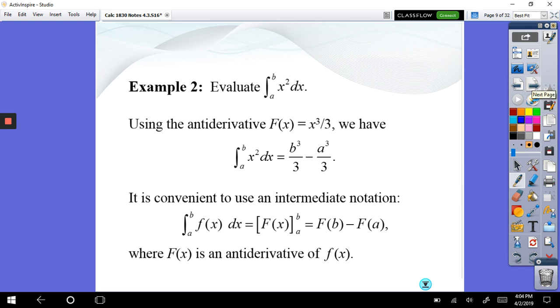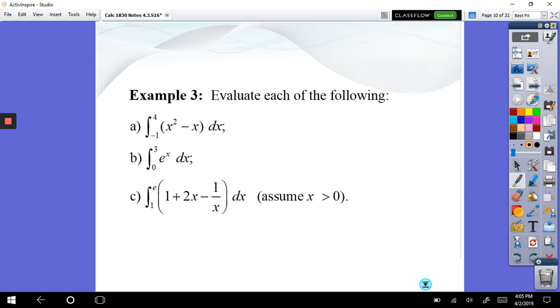Okay, so now evaluating from a to b of x squared dx using the antiderivative. So we're just plugging in letters here. All right, so real quickly, let's knock some of these out.